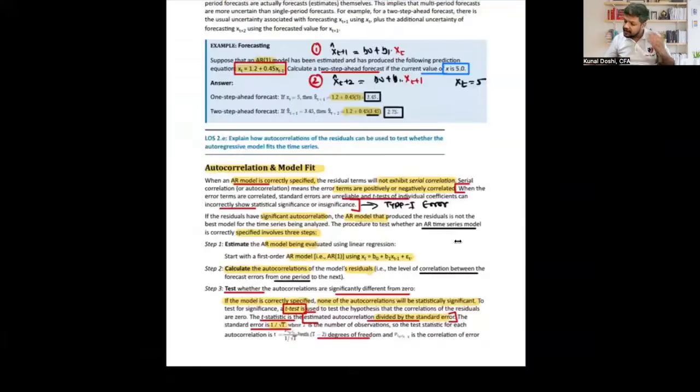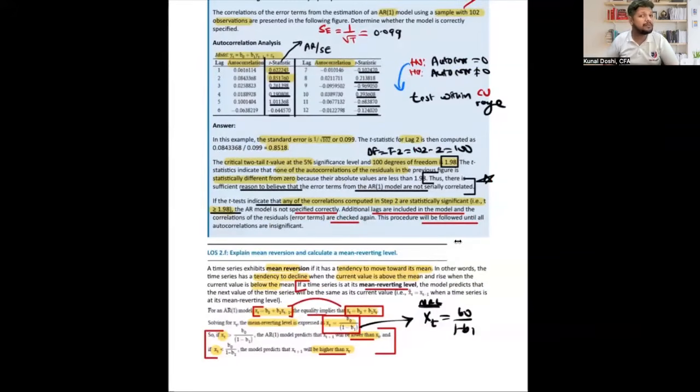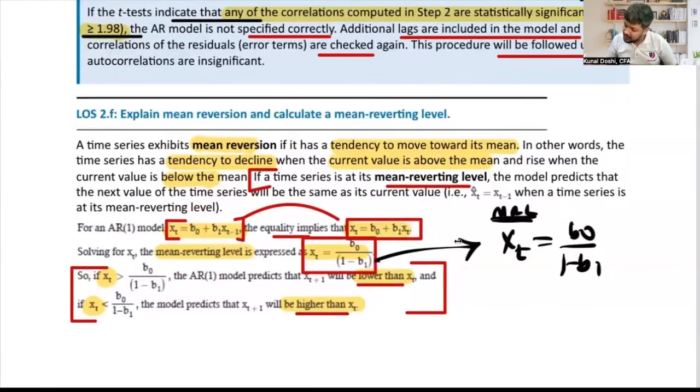And after doing the autoregressive test, we understood the second most important thing that will be needed now, which is the mean reverting level. What is mean reverting level? Mean reversion is the tendency to move back towards the mean. So if the value is above the mean, it will fall down. If the value is below the mean, it will rise up. In this case, the mean reverting level, which we rearranged and derived, which is the most crucial thing, is b0 over 1 minus b1. b0, the intercept, divided by 1 minus b1. Remember, this is very, very crucial. We'll require this as well.